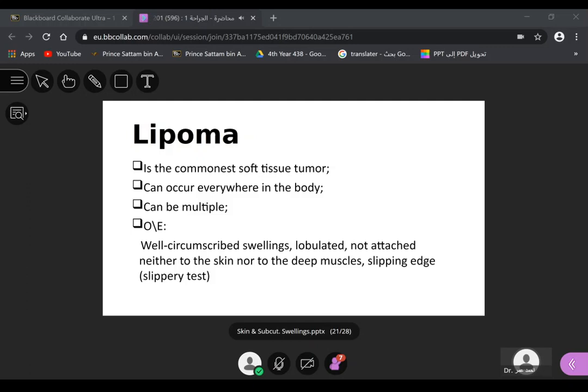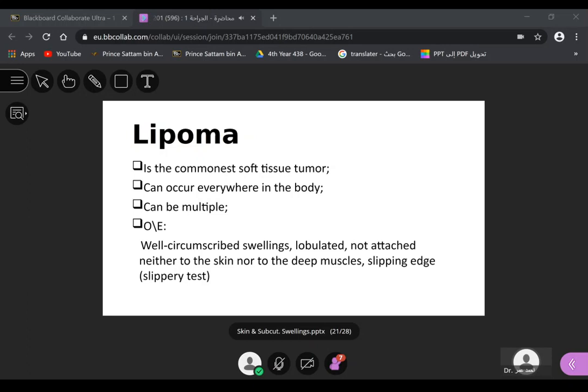Because it arises from the subcutaneous tissue, it is attached neither to the skin nor to the deep structures. And there is also a very characteristic clinical test for the lipoma: when you press with the tip of your finger on the edge of the lipoma, it tends to slip beneath your finger. This is known as the slippery test, or slipping edge. This test is very characteristic of a lipoma.